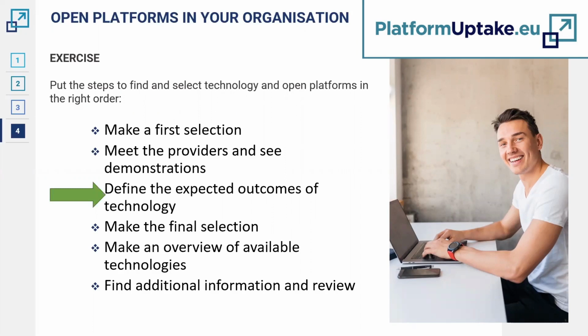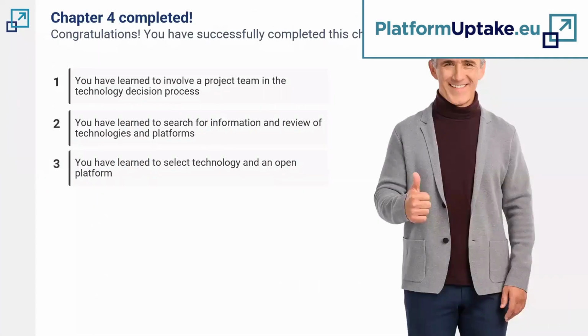According to the scheme that we presented, you should start with the expected outcomes of technology. That should be the start of this selection process. But that is for what we find is important. We have come to the end of chapter 4. Are there any comments on chapter 4?